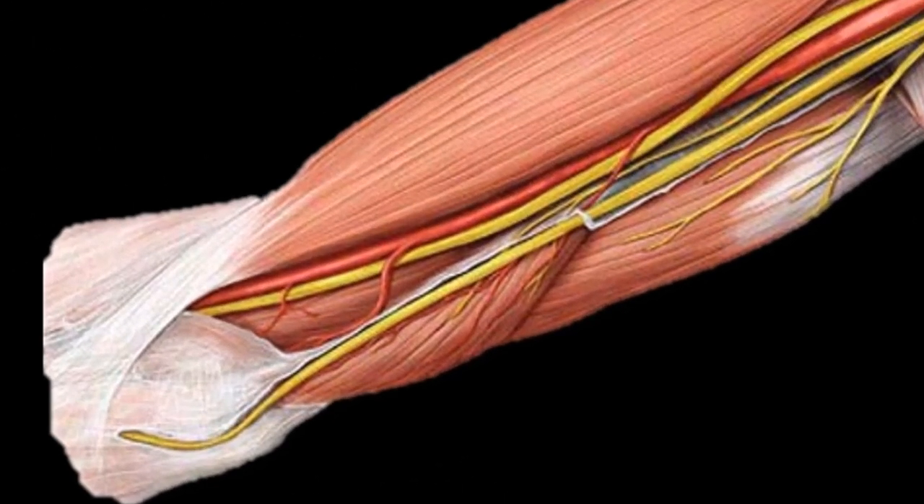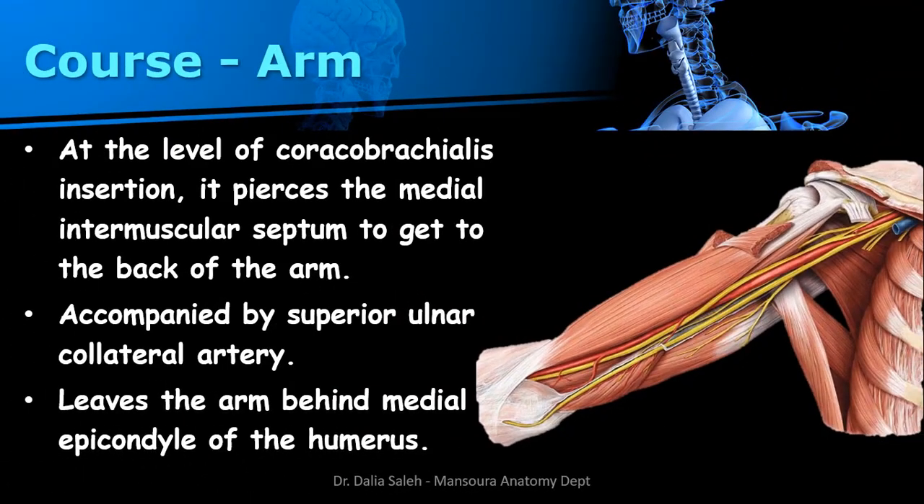At the level of the coracobrachialis insertion, it pierces the medial intermuscular septum to get into the back of the arm, accompanied by the superior ulnar collateral artery. Then it leaves the arm behind the medial epicondyle of the humerus, and this is known to be a dangerous position for the ulnar nerve.